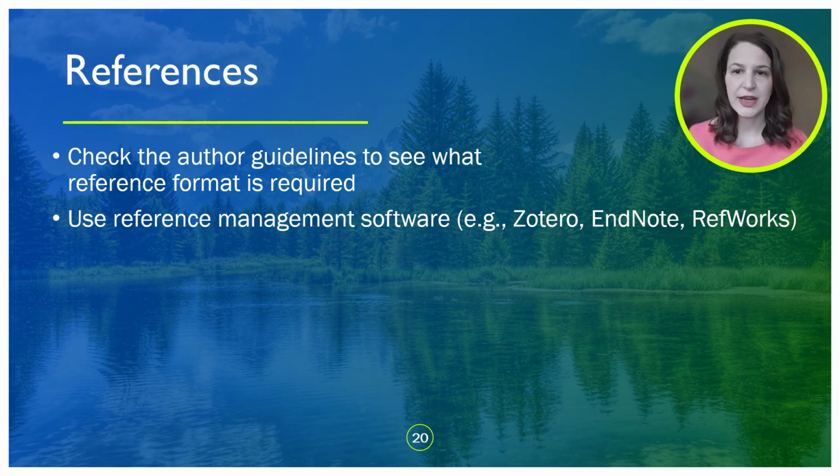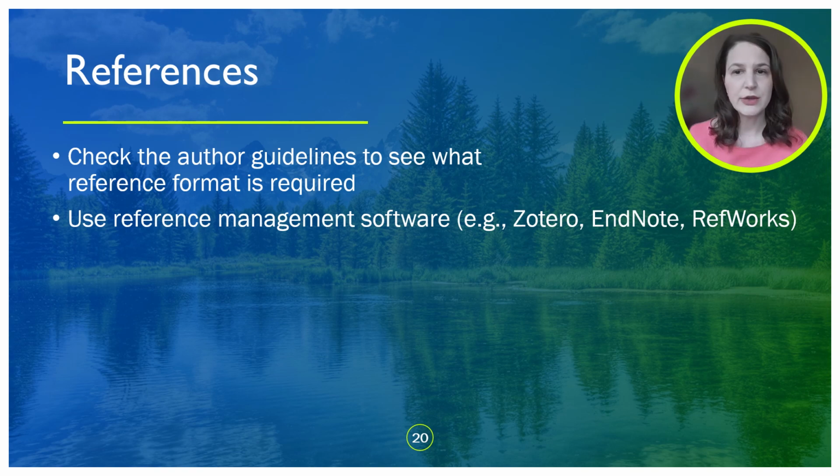Following the discussion and conclusion sections, the references are listed. Check the author guidelines to see what reference format is required. Often this may be either APA or AMA formatting, but the journal may require a different format. I highly encourage using reference management software such as Zotero or EndNote to help organize your references. Using a reference manager can also help you if you need to reformat your manuscript to a different journal.